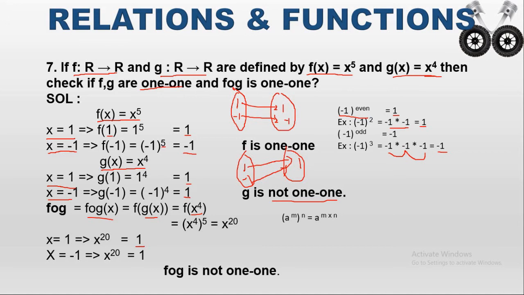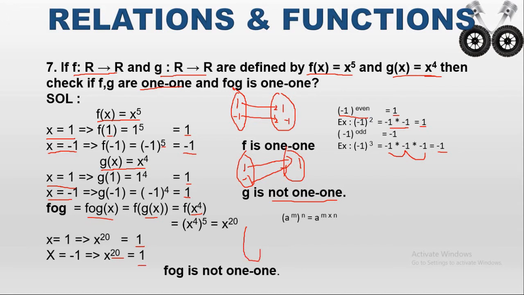If I substitute x equal to minus 1, then what will you get? x to the power of 20, that is minus 1 whole to the power of 20. So 20 is an even number. That means minus 1 whole to the power of an even number is 1. So here also I get the answer as 1.